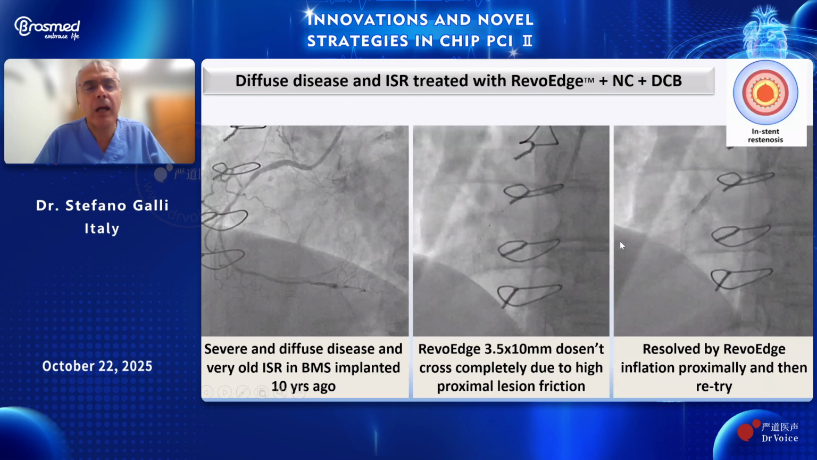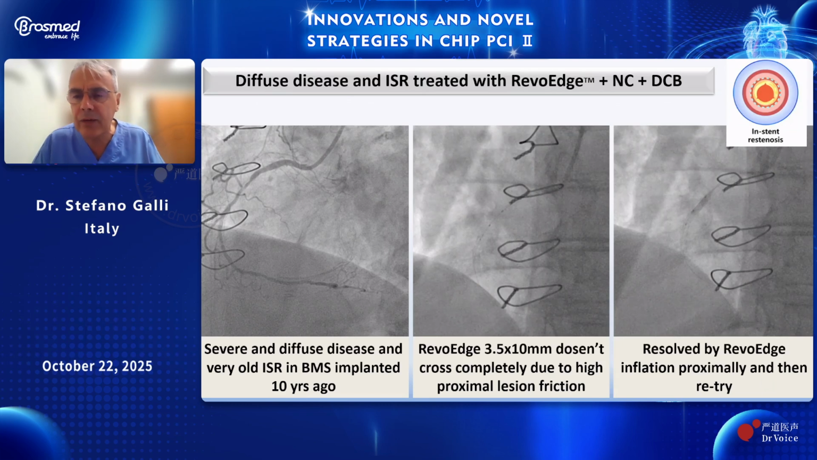And finally, another tip and trick. We have a combination of restenosis, and you don't see it very well, but there is a tight lesion in a very old ISR in BMS 10 years ago, and progression of the lesion. We try to advance a Revo Edge, but it doesn't cross, and we inflate the balloon in the proximal part, probably due to the dimension of the Revo Edge, but also for the friction of the Revo Edge.